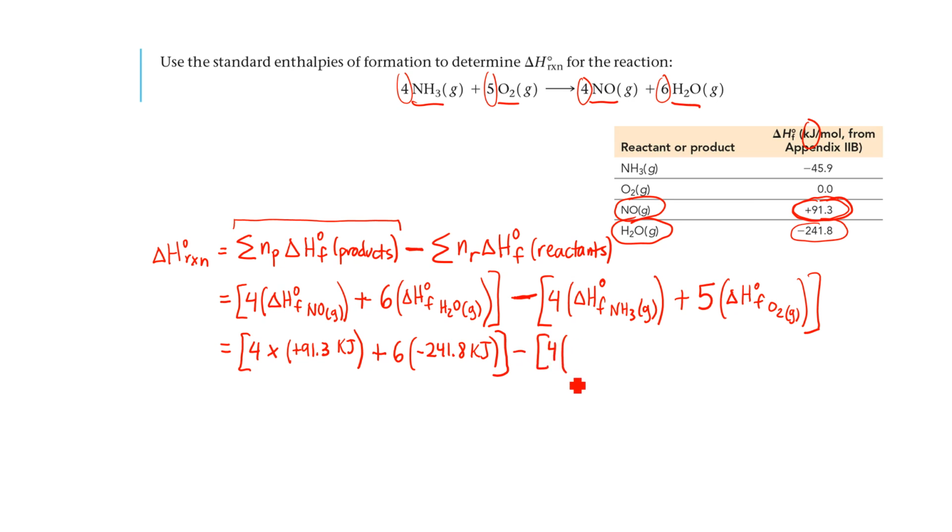And you guys can get the idea here, right? For NH3, it's going to be negative 45.9 kilojoules, plus 5 times oxygen. Realize oxygen is 0. That makes sense. The standard enthalpy of formation of any element is going to be 0.